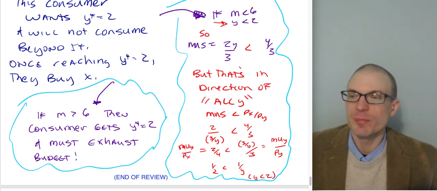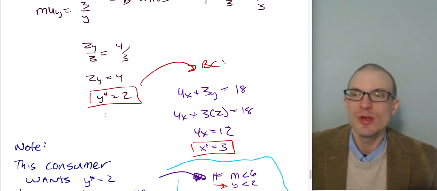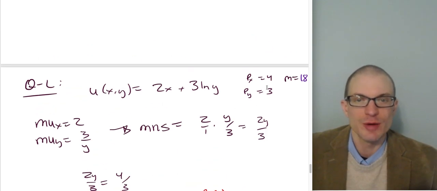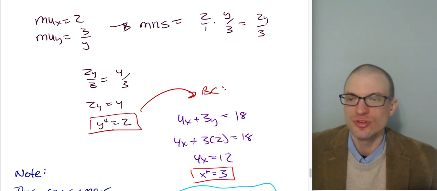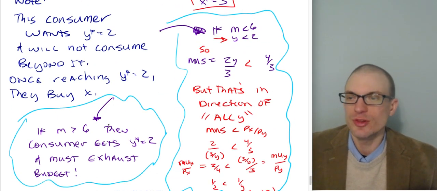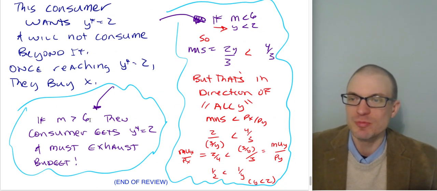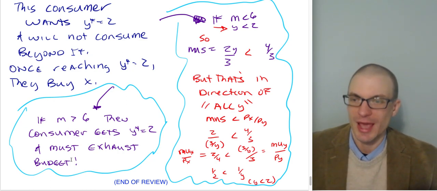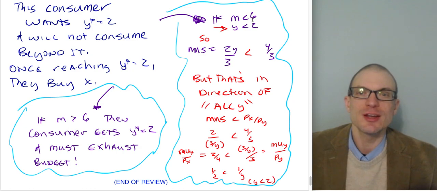Well, how does this compare to the income? What's the income necessary to buy 2 units of good Y? Well, the price of good Y was 3, so you need at least 6 units of income to be able to buy those 2 units of good Y. And it turns out if we want to look at the demand relationship, if my income is bigger than 6, the consumer still gets Y star of 2, but I have to exhaust my budget. So if my income's less than 6, what do? Well, I can afford less than 2 units of good Y.